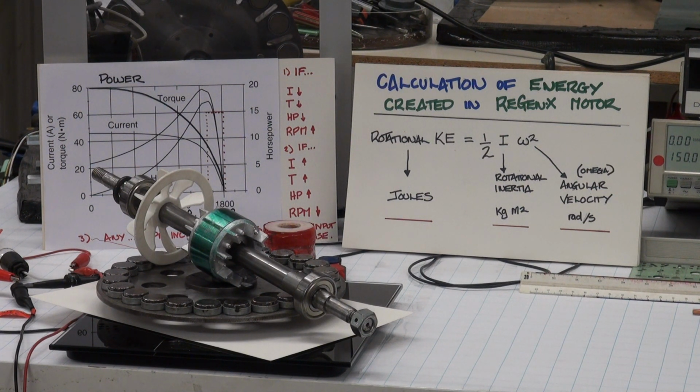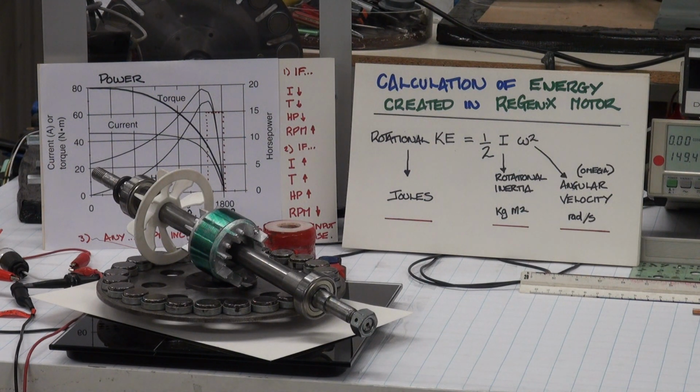In this demonstration today, we're going to be calculating the amount of electromagnetic field energy that is created in the RegenX motor. It's the created electromagnetic field energy that is responsible for acceleration of the RegenX motor. There is no external energy supplied to the motor when it's accelerating. All the acceleration is coming from internally created electromagnetic field energy.